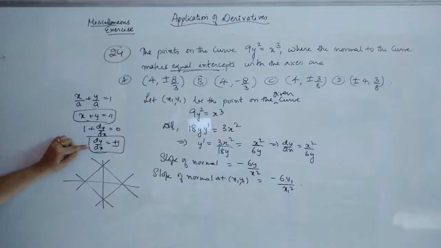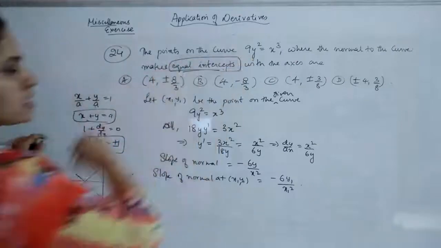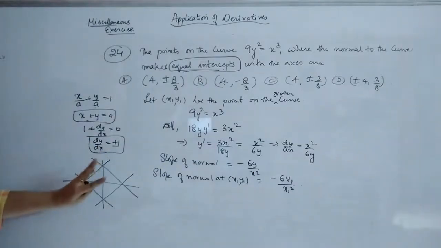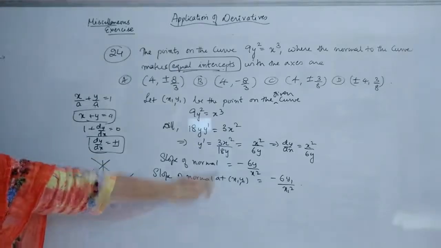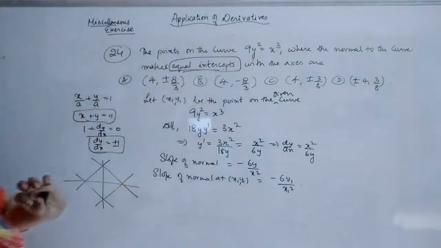Okay, this you understood? Why are we taking this concept? When the equal intercept concept is given, we will get the slope of the tangent as plus or minus 1. Now, if you take the reciprocal, then also it is plus or minus 1 only. Now, we can equate this to this one, because where the normal to the curve makes equal intercepts with the axis, it means the slope of the normal will be taken as plus or minus 1.